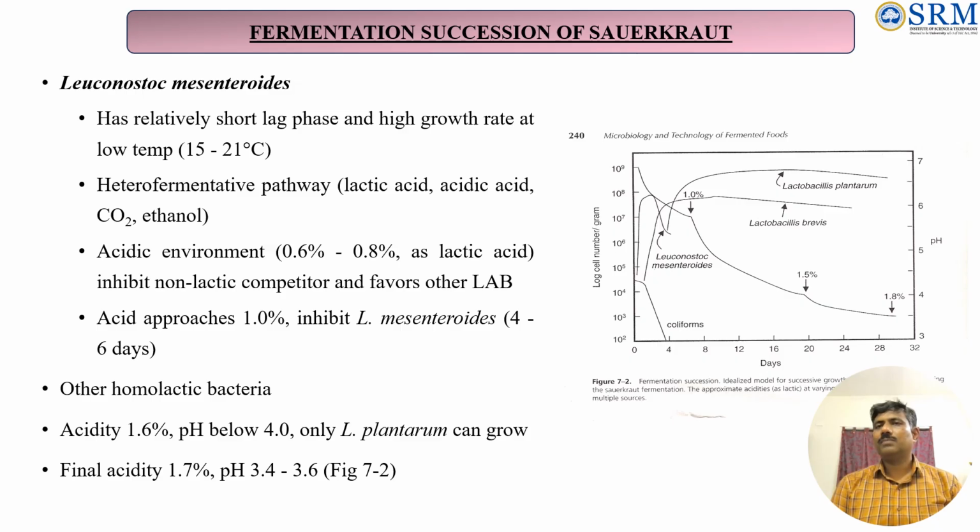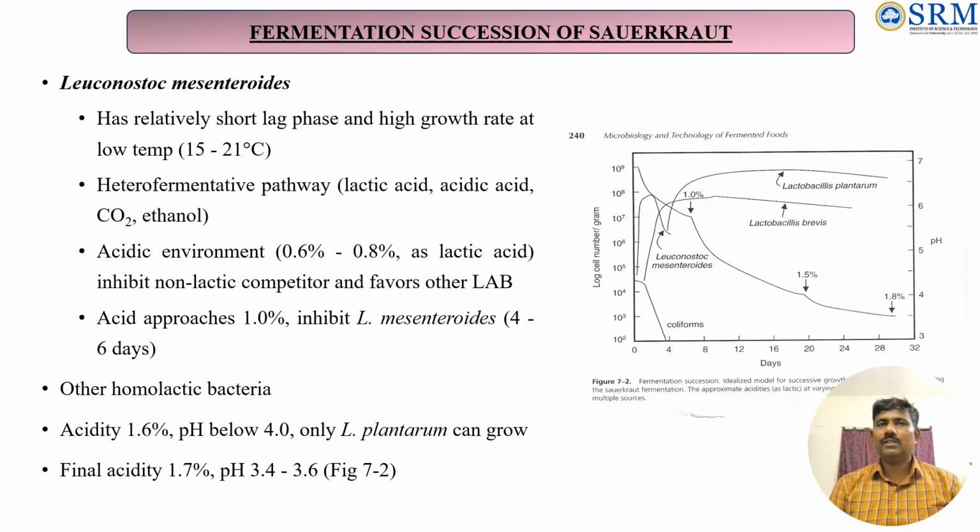The acid environment between 0.6 to 0.8 percent of lactic acid inhibits the non-lactic acid microbes and favors the growth of lactic acid bacteria. It limits undesirable microorganisms and enzymes that might soften the cabbage, creates the anaerobic atmosphere, prevents the oxidation of ascorbic acid and darkening of the natural color of cut cabbage, and stimulates the growth of lactic acid bacteria. If the acid reaches 1%, it inhibits Leuconostoc mesenteroides itself. It occurs between 4 to 6 days.